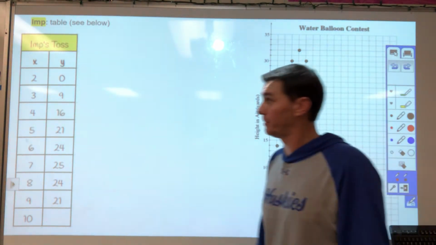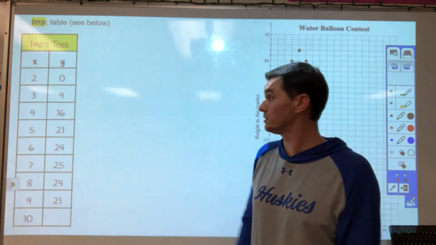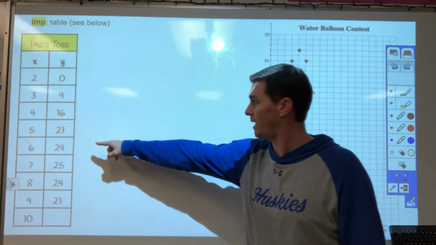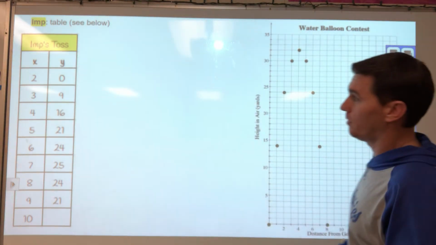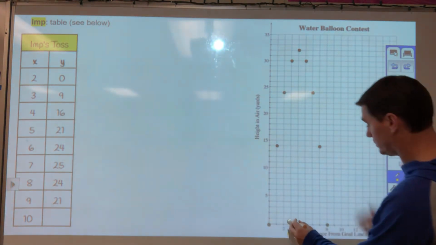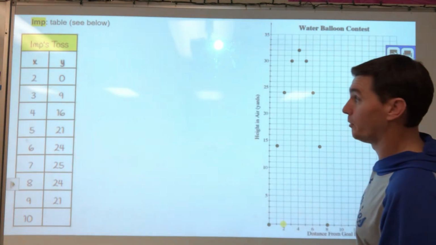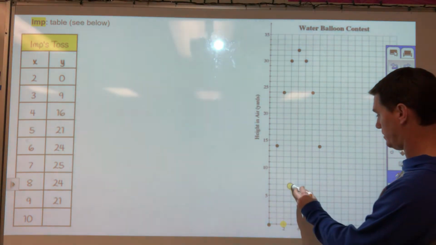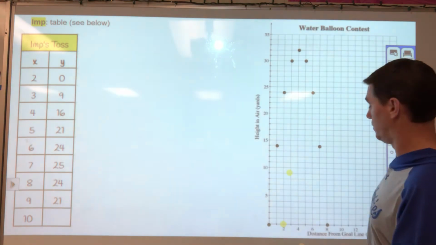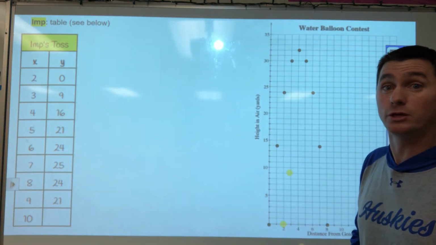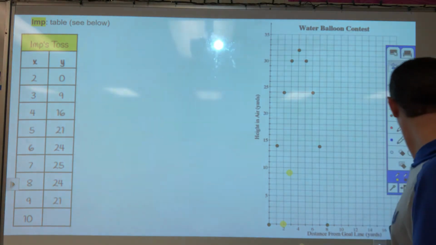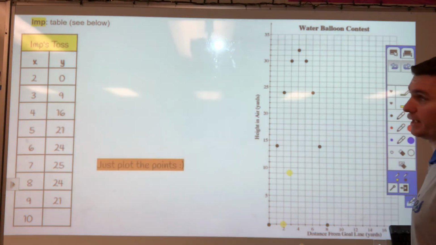All right, for Imp, we have the whole table. This one's a real breeze. All we got to do is plot these points on this graph. All right, so we've got the point 2, 0, the point 3 and 9, and so on and so forth. And we're going to connect these dots, remember, with a smooth U-shaped curve. All right, just plot the points.